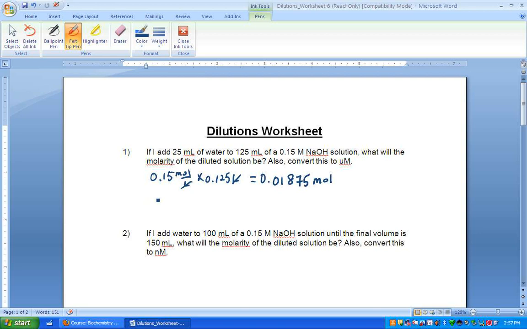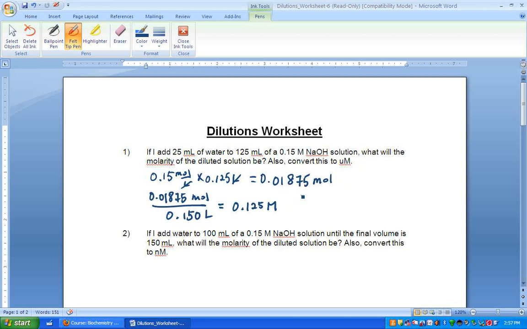So once you do that, you have to divide it by the new volume, which is 150 milliliter. So 0.01875 mole divided by 0.150 liter. That gives you the new molarity of 0.125.